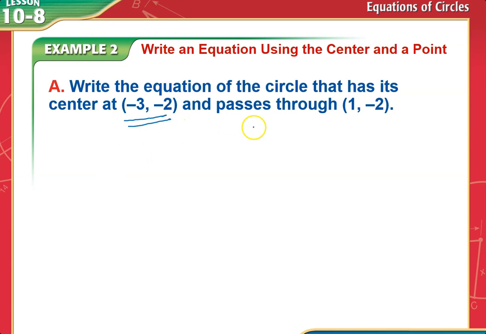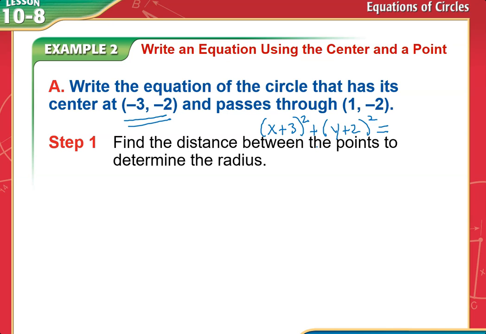Okay, so we can start by writing down x plus 3, because that's x minus negative 3 squared, plus y minus negative 2, or y plus 2 squared. The only thing that we don't know is the radius. But we know it's centered at negative 3, negative 2, and it passes through the point. So what we're going to do is find the distance between the points to determine the radius. Okay, and we can do that pretty easily.